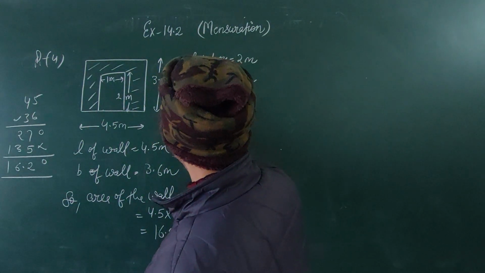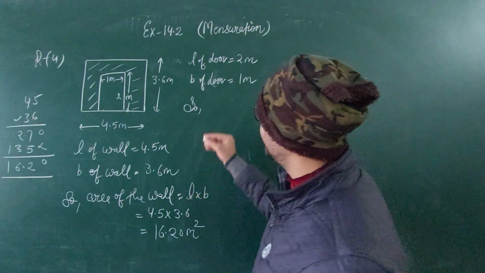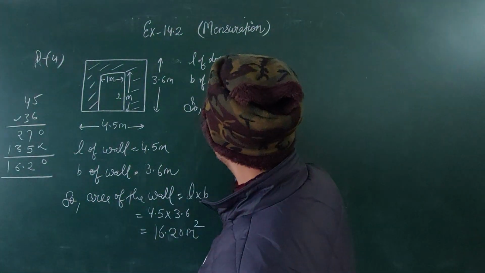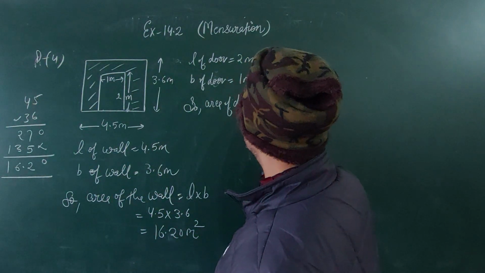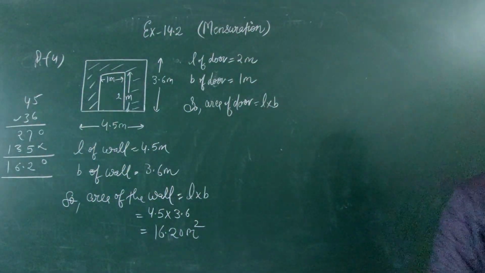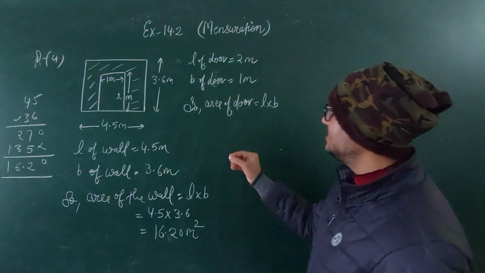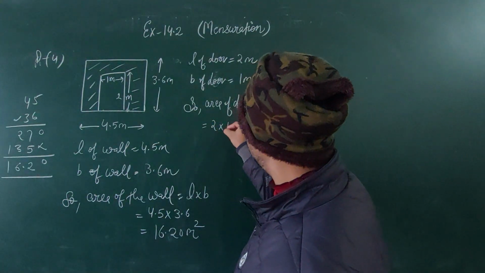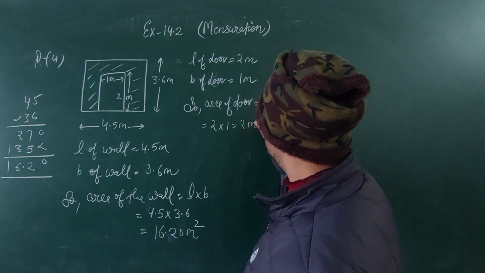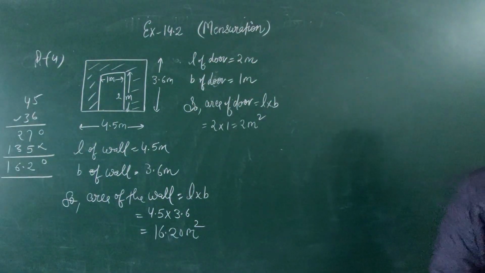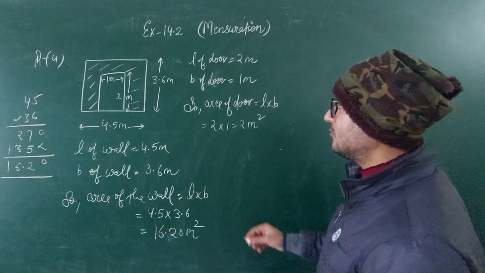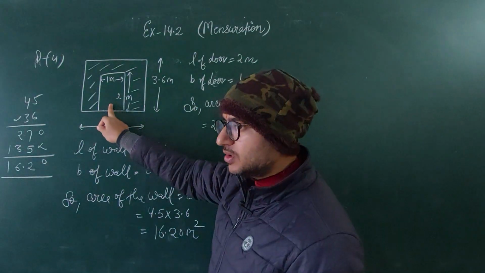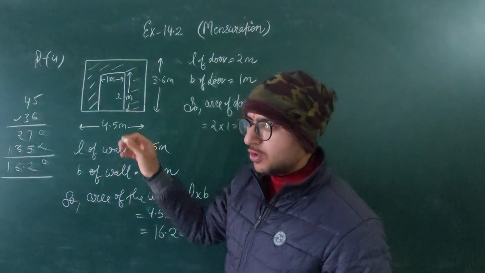So area of the door again is equal to length into breadth. Length is 2, breadth is 1, it is 2 meter square. To find out the area of the wall where we have to paint, we have to subtract the area of the door from the area of the wall.